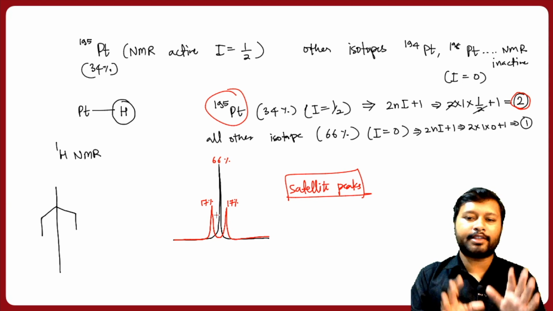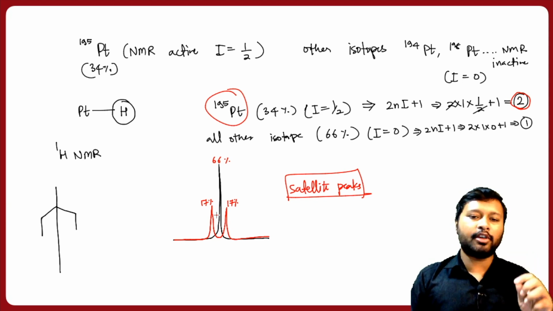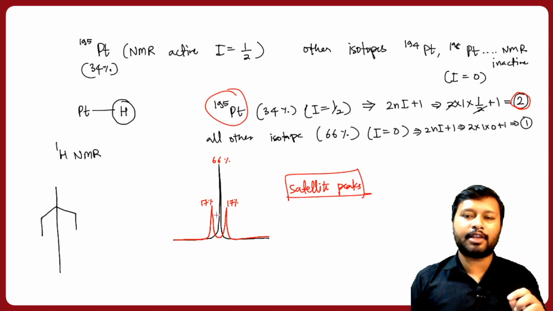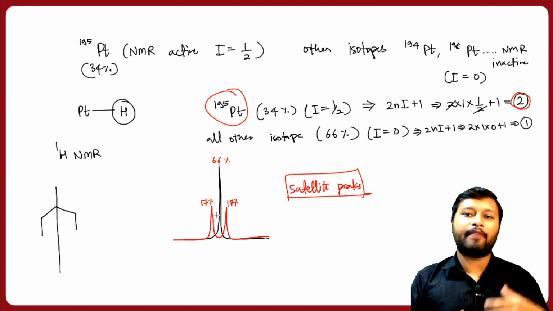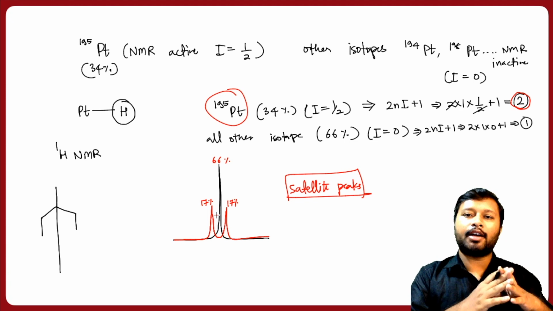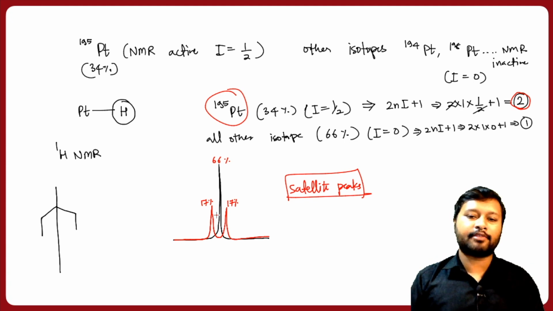So this is the whole concept of satellite peak. What are the conditions required? You should have a metal with different isotopes having different I values, and they should also differ in abundance. In that case, you are going to observe satellite peaks, and there will be spin dilution as well.